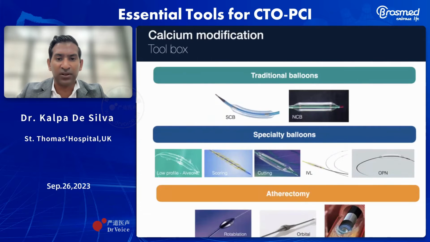So from a toolbox point of view, as we've touched on already this morning, there are a number of different devices available to us in terms of PCI generally, but from a calcium modification perspective, it's also grown over the last few years. We have traditional balloons, semi-compliant, non-compliant, and then we go into the specialty balloons that include what we've seen today: low profile crossing balloons like the Alveo HP, scoring balloons, cutting balloons, lithotripsy, and OPN. And then we go into the atherectomy devices: rotablation, orbital, and laser.